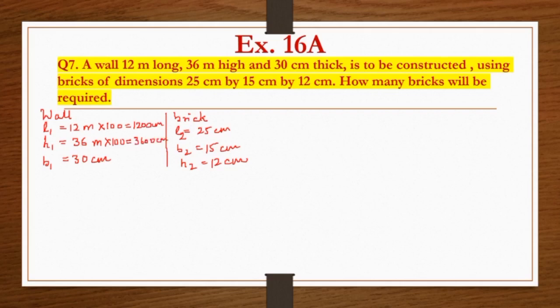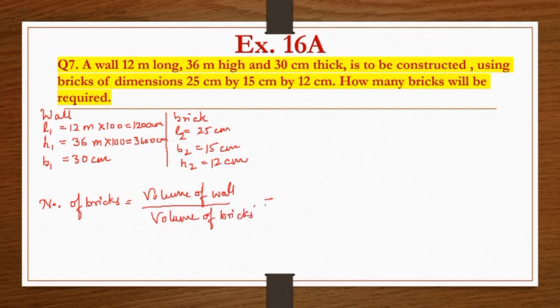Now let's solve. We want the number of bricks. So number of bricks is equal to the volume of the wall which we are preparing divided by the volume of one brick. Now put the values. Wall is of cuboidal shape, so volume is L1 multiply B1 multiply H1. Similarly, the brick is also cuboidal shape, so volume is L2 multiply B2 multiply H2.